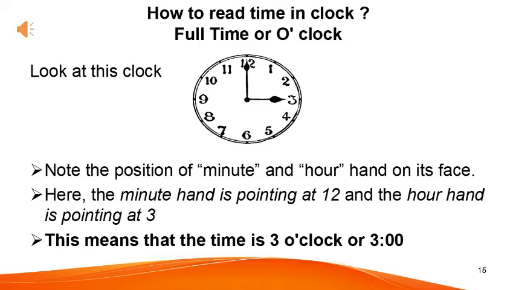How to read time in a clock. Full time or o'clock. Look at this clock. Note the position of minute hand and hour hand on its face. The minute hand is the long hand and the hour hand is the short hand. Here, the minute hand is pointing at 12 and the hour hand is pointing at 3. So this means that the time is 3 o'clock or 3:00.